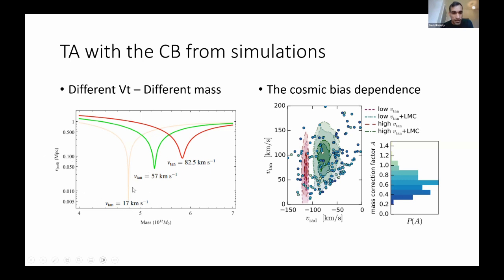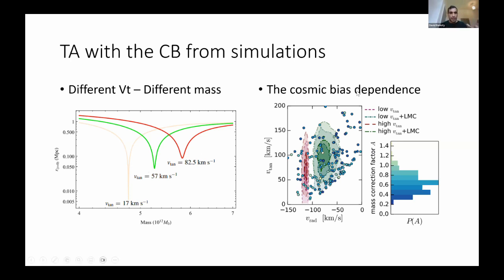But then you see that when I put a different tangential velocity, I got a different prediction for the masses. Again, this is without taking into account the correction from simulation. So even the mass is very high, 6×10^12 solar masses is really huge. You have to take some factor into account that modifies this timing argument. This factor, we call the cosmic bias.